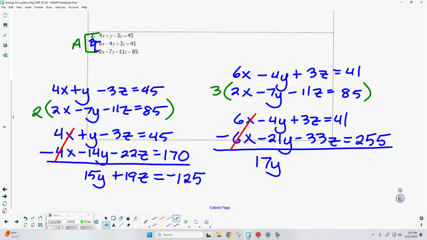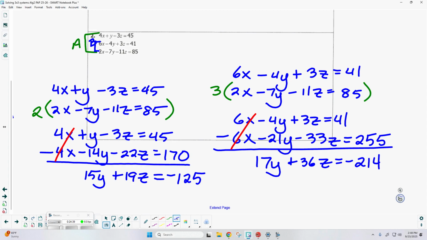Then I have a 3z plus 33z. Okay. What's that? 36. Z is equal to, and then 41 minus 255, negative 214. There you go. All right. So now we've got my 2 by 2. Okay, question so far.